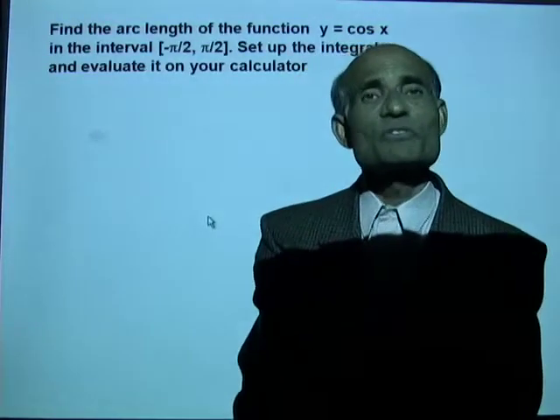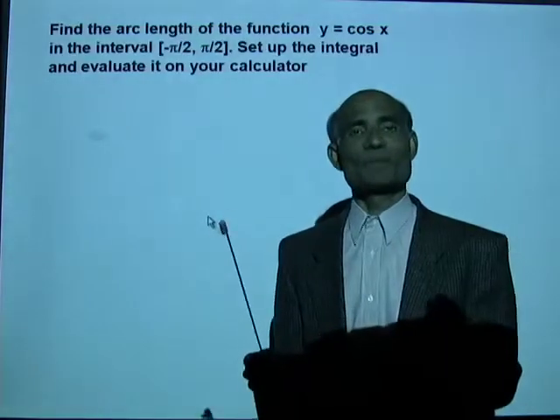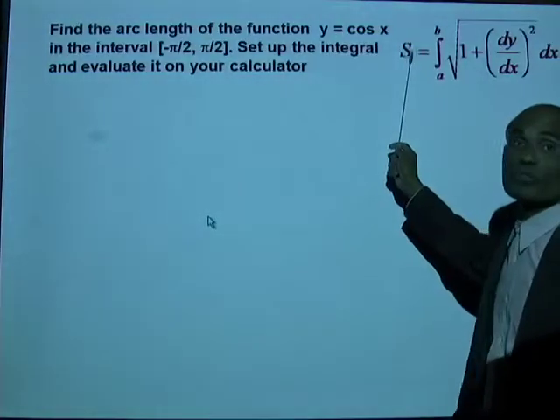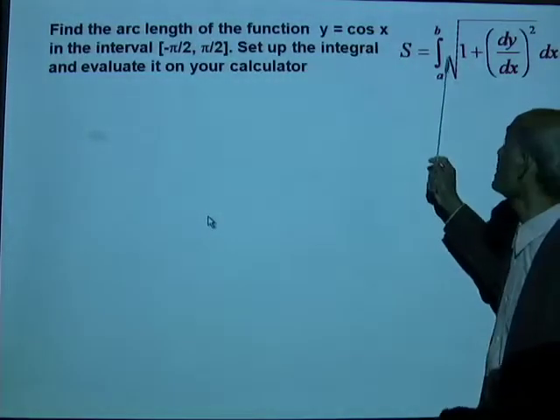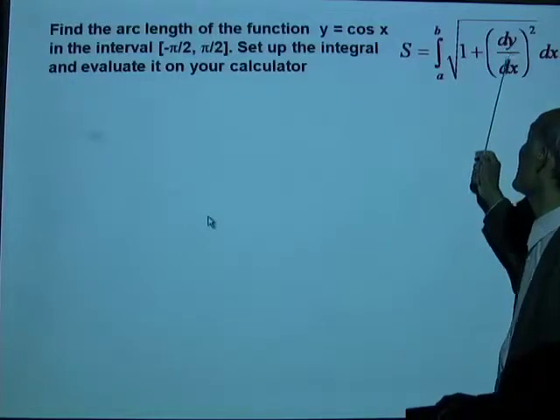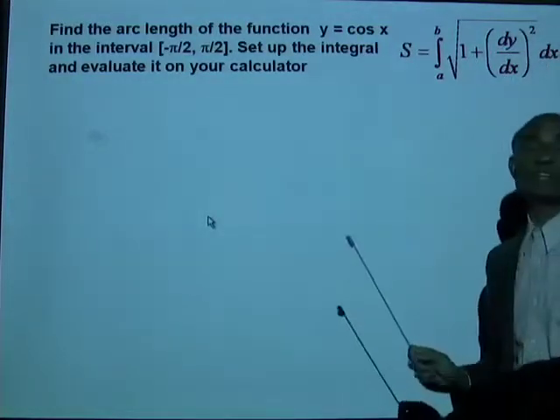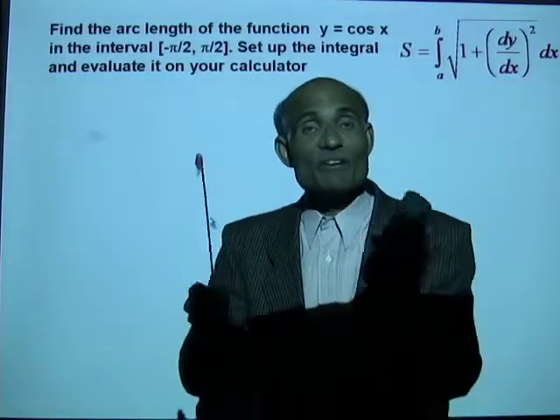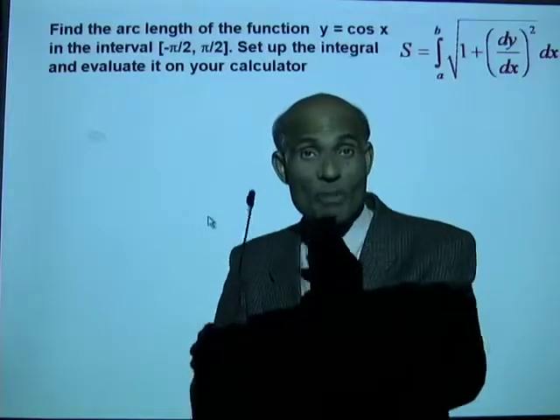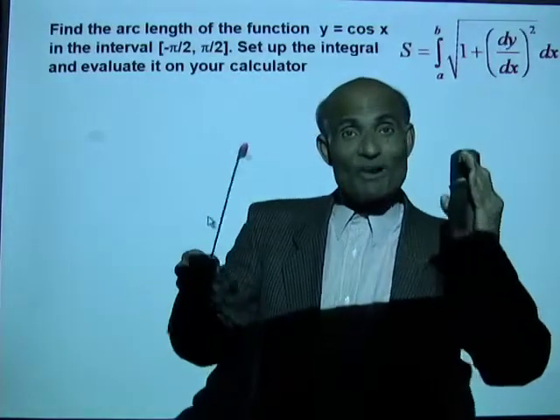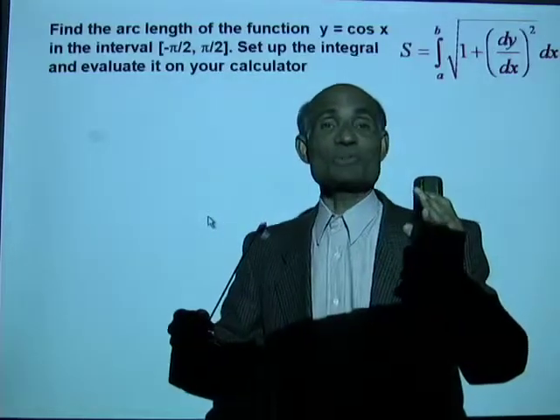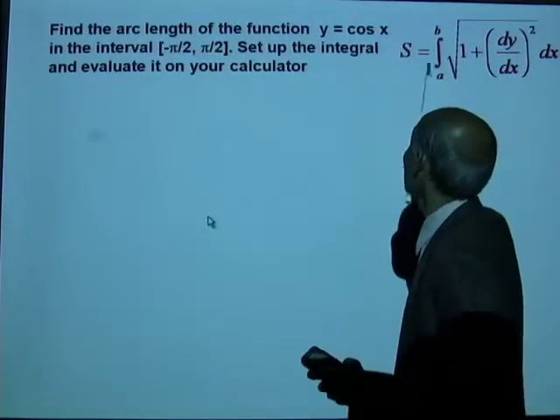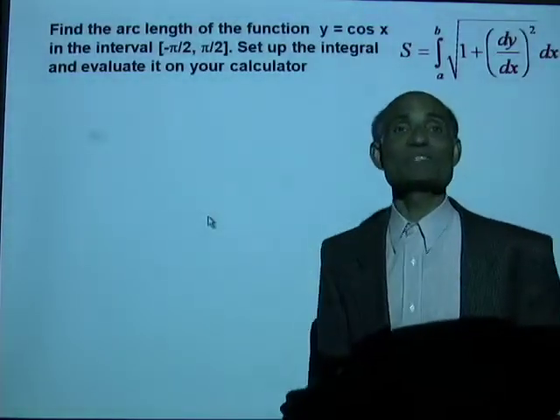Alright, how do you proceed to find the arc length? Now, look at that equation again. Arc length s equal to integral a to b square root 1 plus dy by dx all squared dx. That means you got to start by finding dy by dx, then find dy by dx all squared, then find 1 plus dy by dx all squared, and then take the square root of that, and finally integrate that quantity from x equal to a to x equal to b.